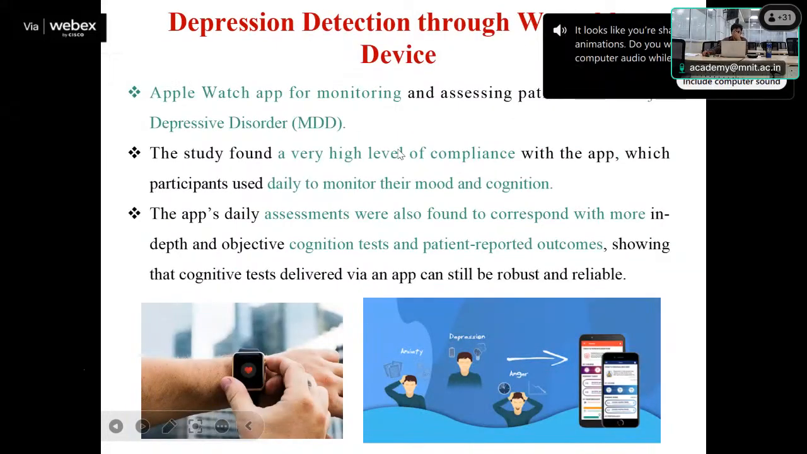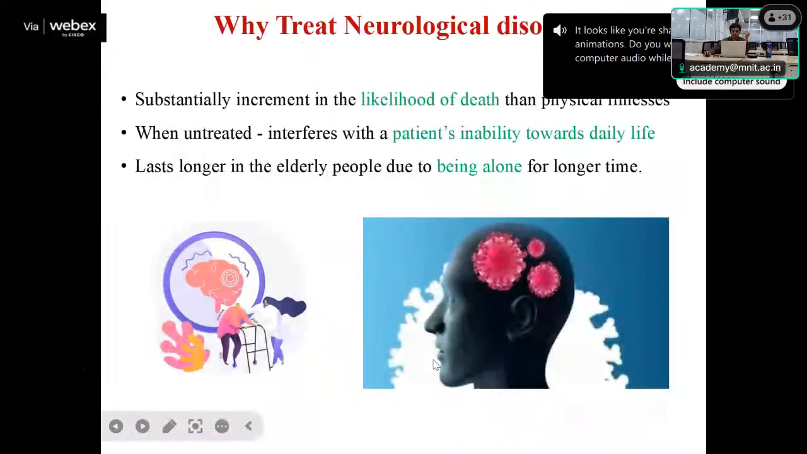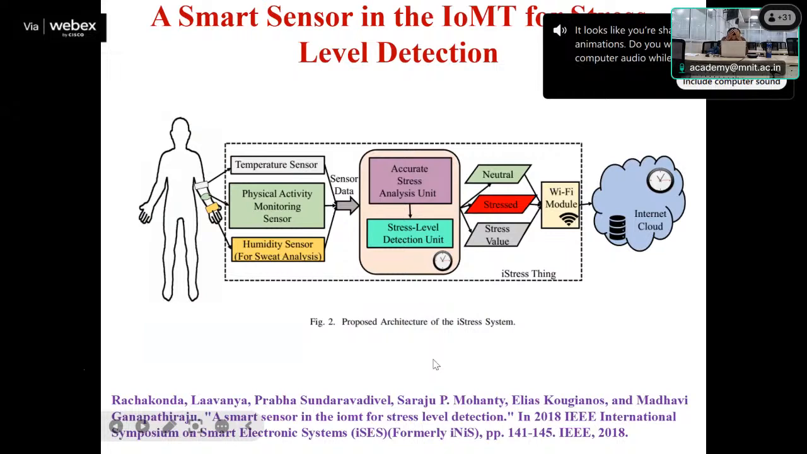For that, various solutions are there. Apple has developed one solution, a watch that helps measure the mood of a person, whether they have depression or anxiety or something like that. There is another solution developed by people at the University of North Texas, where they use a temperature sensor to measure body temperature, physical activity measured through an accelerometer, and a humidity sensor for sweat analysis.